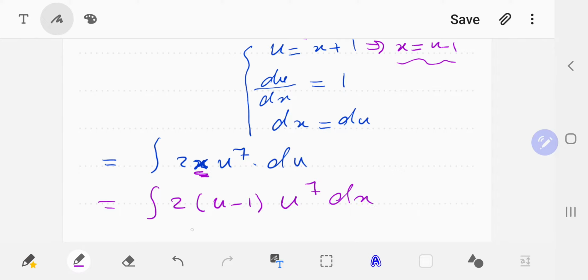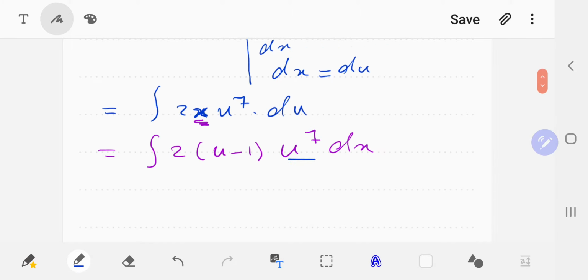What kind of integration is it now? Well, it's a simple multiplication. We can distribute the 2 and u to the power of 7 into this bracket, and you will get, if you distribute 2u to the power of 7 times u, that's 2u to the power of 8, 2u to the power of 7 times negative 1, negative 2u to the power of 7. All of this depends on u.